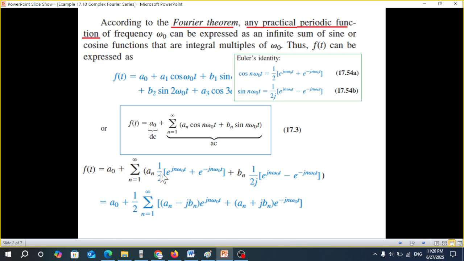Now, a point to note is that here it is an, but here it is plus bn. Remember that 1 over j can be written as minus j. So we write minus j bn, and the e raised to the power jnω0t, and similarly for the other case. In this case it will become plus, because when j goes up it will be minus, plus.